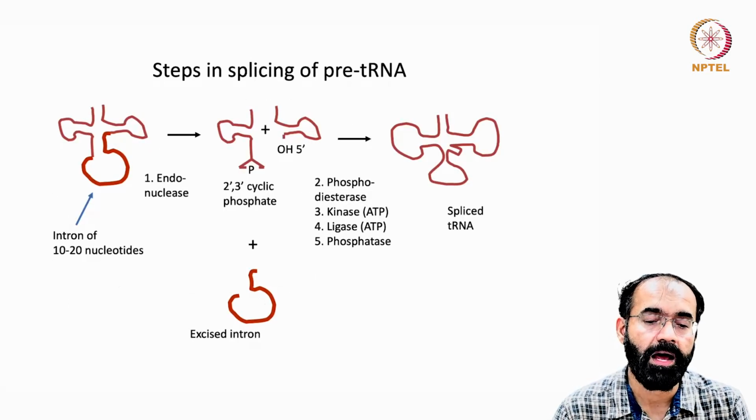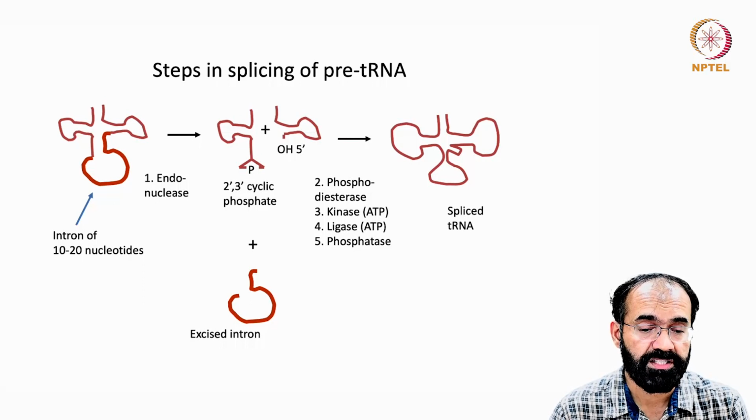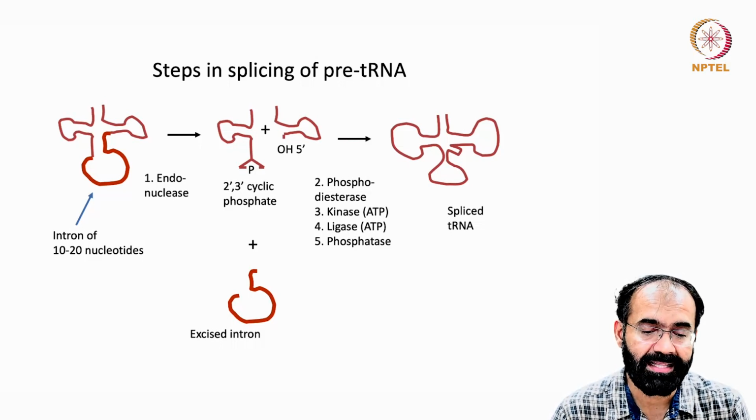Let us see how the pre-tRNA maturation takes place. You have a pre-tRNA which is waiting for the maturation. The endonuclease cuts it. It cuts on 2 places and it makes 2 fragments, and it gives a 2' 3' cyclic phosphate stage, and the excised intron is removed.